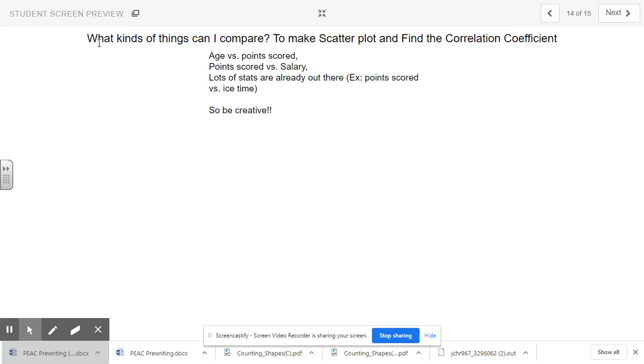Now, that's how you would compare two sets of data that don't necessarily have a relationship, right? But if I want to find a relationship and I want to use that scatter plot and find a correlation coefficient, maybe I would do age versus points scored. Maybe I would do points scored versus salary. That's kind of interesting. There's already a lot of stats out there. For instance, points scored versus ice time. That's already out there, right? You don't have to do that stat. It's already there. So be creative. Find something that maybe isn't a regular stat.